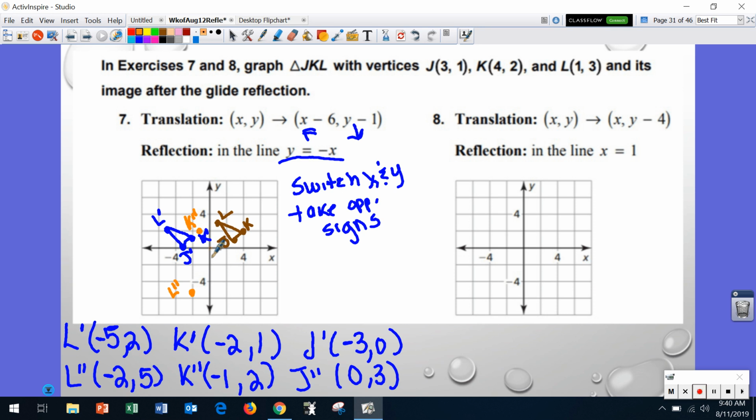That looks strange. I'm going to go back and check. I think I made a mistake. I'll check it in a minute though with L double prime, because this looks strange. And then I should go to 0 and 3, which is about right here. And that's my J double prime. I made a mistake somewhere. So let me go look at my L prime. This is -5 and then up 2.